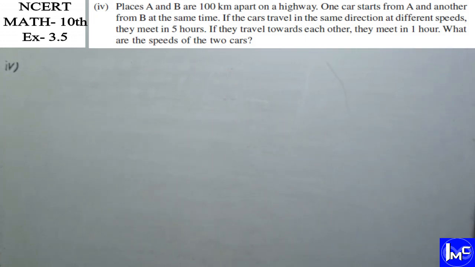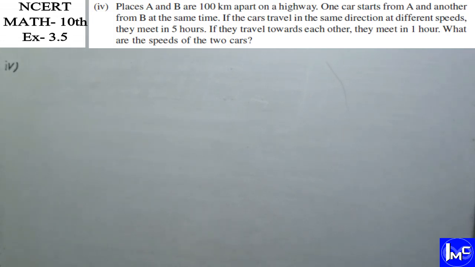Number 4: Places A and B are 100 km apart on a highway. One car starts from A and another starts from B at the same time. If the cars travel in the same direction at different speeds, they meet in 5 hours. If they travel towards each other, they meet in 1 hour. What are the speeds of the two cars?